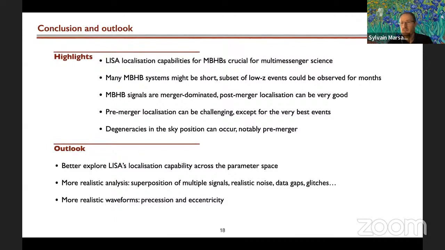And there are, of course, many improvements that we want to have. In particular, we want more realistic analysis. We want to do the analysis in the presence of a superposition of multiple signals, that is, a global fit. All I've presented was just a single source. We want realistic noise with artifacts like gaps and glitches. And it's also going to be important to include more realistic waveforms, including precession and eccentricity, notably.